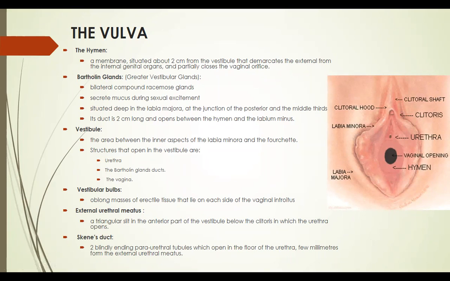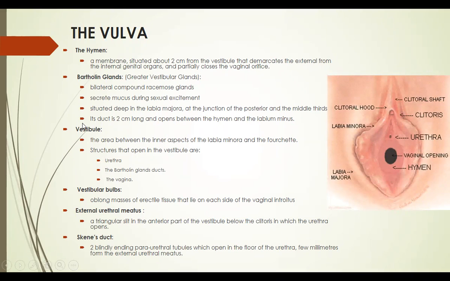They are situated deep in the labia majora at the junction of the posterior and middle thirds. Their duct is 2 centimeters long and opens between the hymen and the labium minus. So here is the labium minora, this is the labium majora, and here is the hymen. In between, it will be opening here, just 2 centimeters.